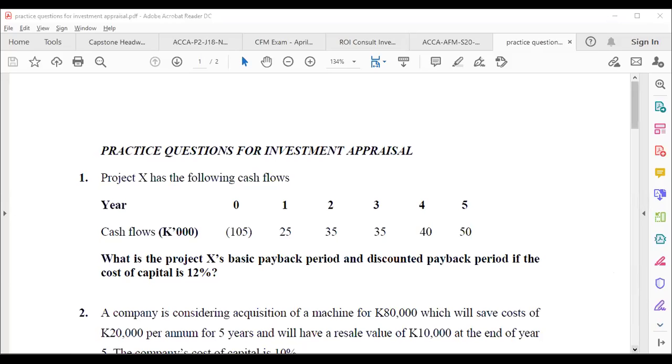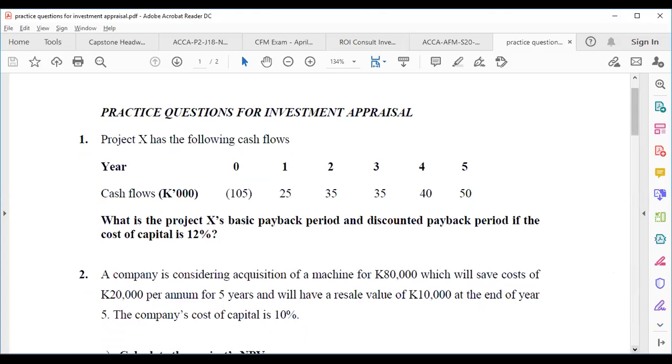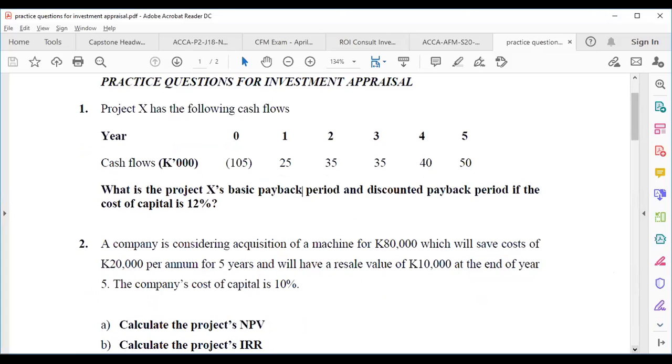These are not my questions, these are ZCAS questions. They are your questions. Project X has the following cash flows from year 1 up to year 5. What is the Project X basic payback period? So do the payback period, then look at the discounted. I just want you to answer the payback period. Just answer the first part of this question.